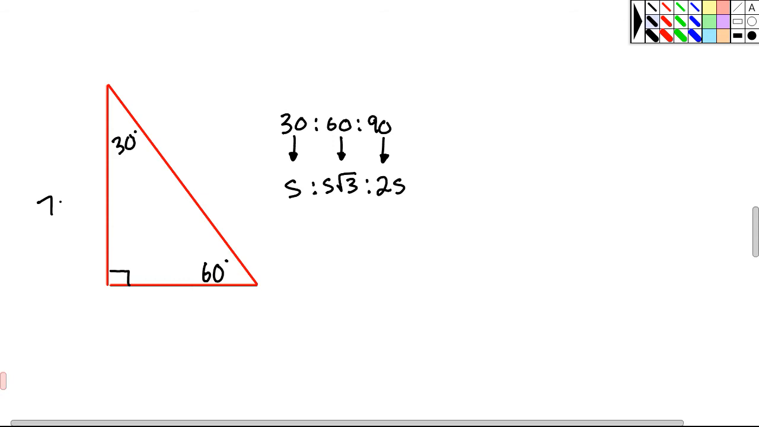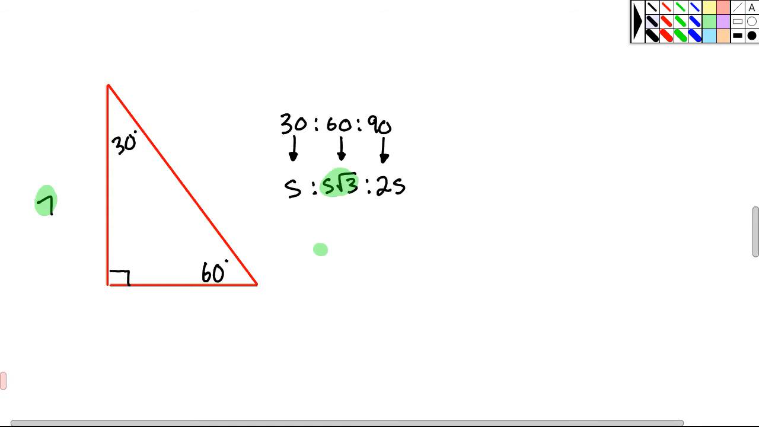So obviously if it was 7 root 3, I know right now S root 3 is equal to 7 root 3, so S must be 7, which would mean the side across from the 30 is 7, and this would be 14 here. But that's too easy. Let's see, what if it was just a plain old 7? Well, I know that that 7 is basically the same thing as S root 3, so I can set up an equation then.